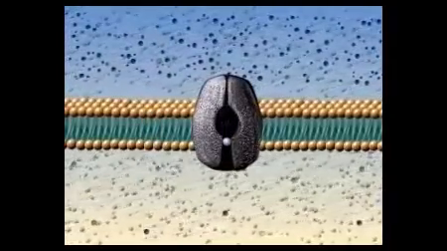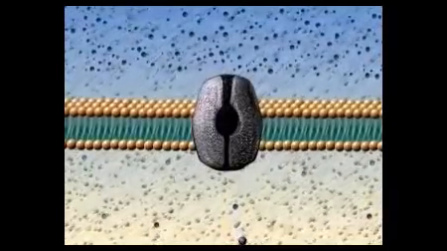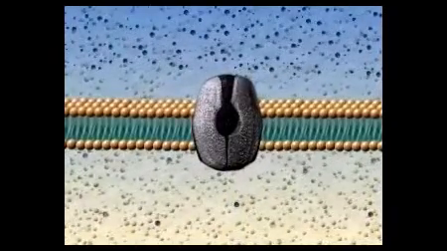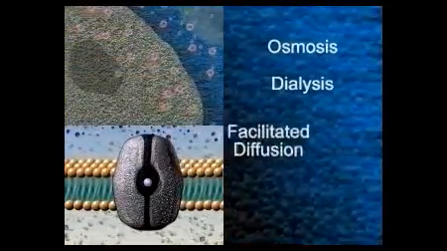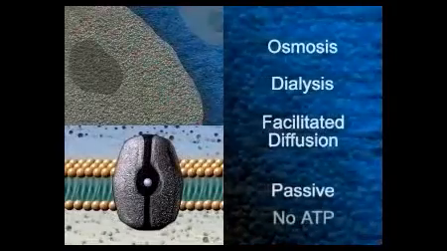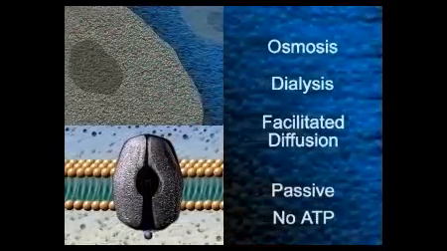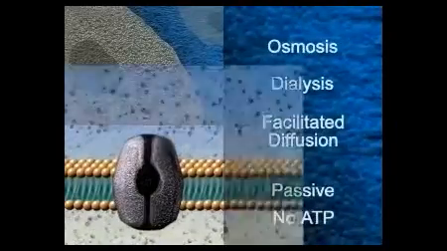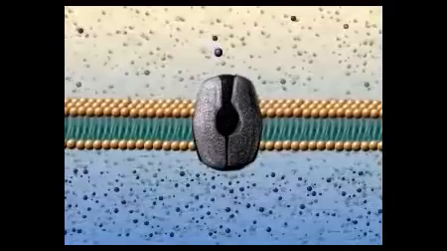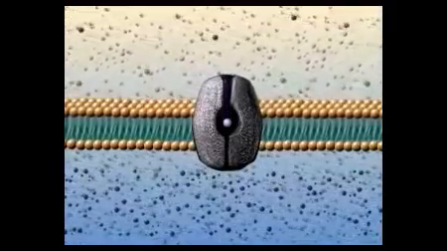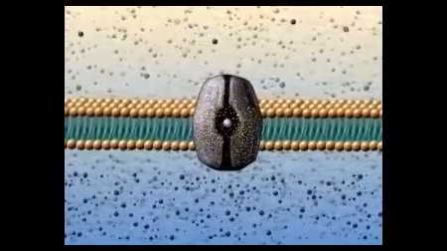The carrier protein is somewhat like a revolving door, allowing easy access across the membrane and then rotating back to the other side. All of these processes, osmosis, dialysis, and facilitated diffusion, are passive. The cell does not have to use any energy to move materials by these methods. The concentration gradient is used. However, there are materials that need to be moved against their concentration gradient. This process requires energy, ATP, and protein carriers that are found in the plasma membrane.